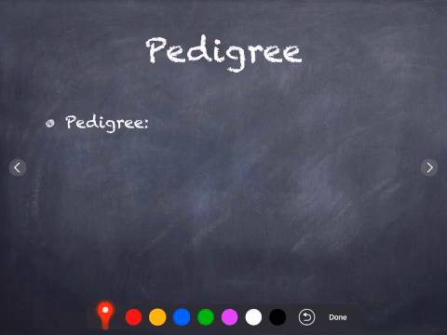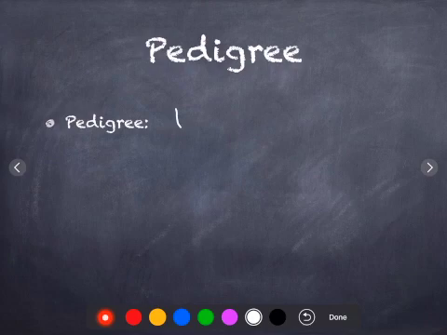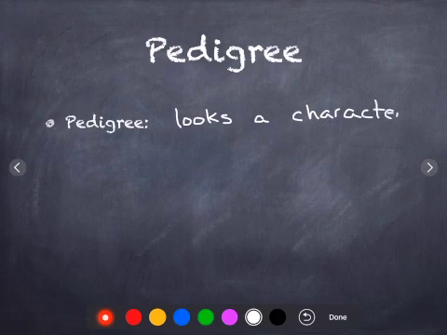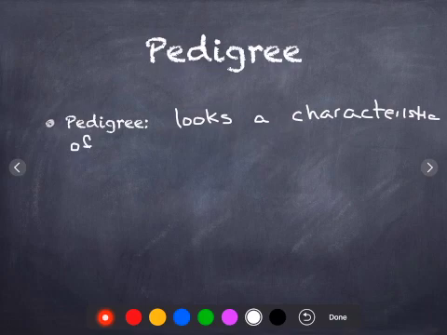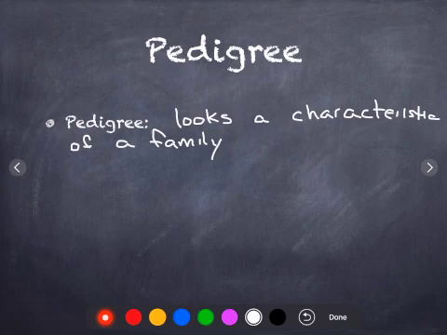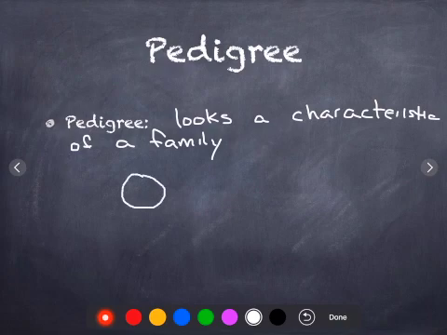Okay? Now, the next thing we want to talk about is a pedigree. Now, a pedigree, what it does is it looks at a characteristic or a trait of a whole family. So it's like a family tree, except it's tracking one genetic trait, okay? So when we look at a pedigree, we have females, which are indicated by circles. We have males, which are indicated by squares.